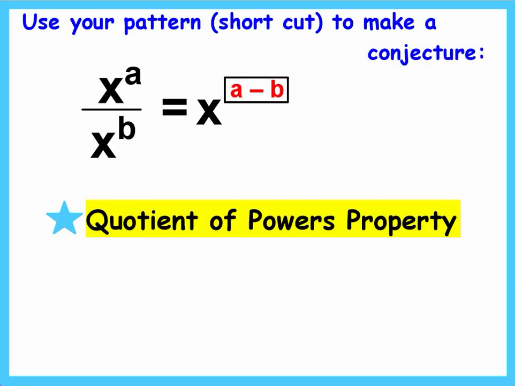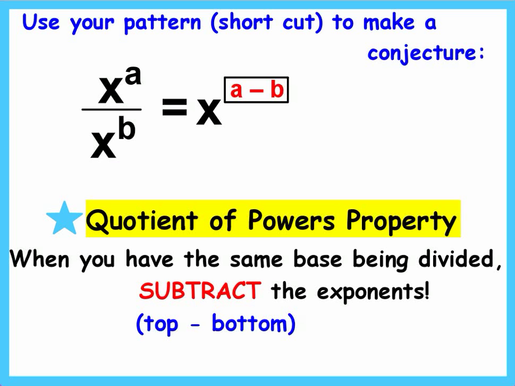The top divided by the bottom, the top subtract the bottom, is called your quotient of powers property. So go ahead and write that formula in your box on your note sheet. The definition: when you have the same base being divided, so the base is x and the base is x, they're the same. They're being divided by using that fraction bar. We are subtracting the exponents. Make sure in the box on your note sheet you're writing top minus bottom. Pause if you need more time.